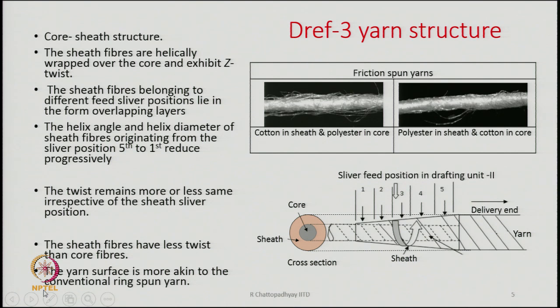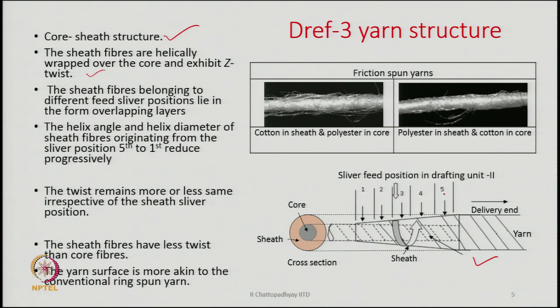Then if we go to DREF 3 structure, it is basically a core sheath type of structure, where there really exists a core. The sheath fibers are helically wrapped over the core and exhibit generally jet twist. Sheath fibers belonging to the different feed fiber positions lie in the form of overlapping layers. So, that diagram is shown here.